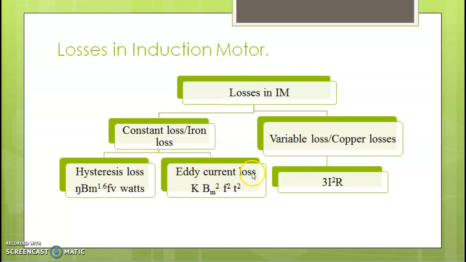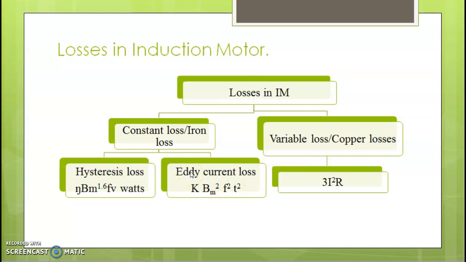Whereas in eddy current losses, the formula is K Bm square F square T square, where K is a constant, Bm is the maximum flux density in air gap, F is the frequency of magnetic reversal, and T is the thickness of each lamination. So this thickness T is directly proportional to eddy current loss. Hence, we are making the stampings of our stator as thin as possible, that is 0.4 to 0.5 mm, to reduce the eddy current loss.